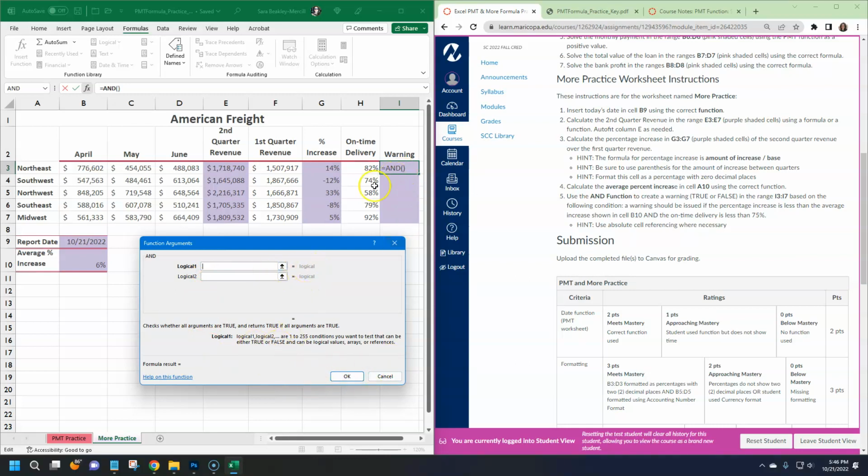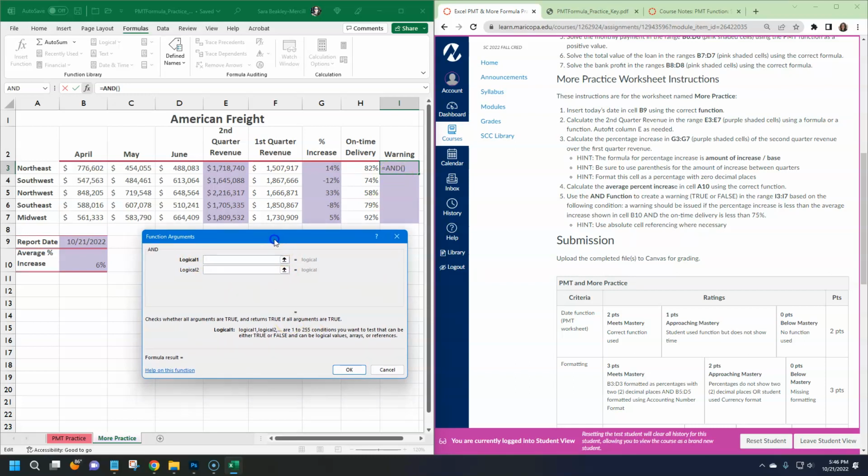And then, in this case we only have 2, but if all the conditions are true, then it'll say true here. If all of them are true except for one, then it would say false. So all the conditions have to be true to get a true result back. All right, so let's break it down.